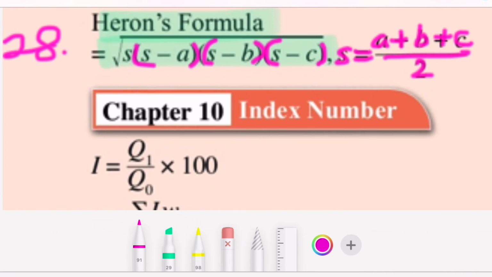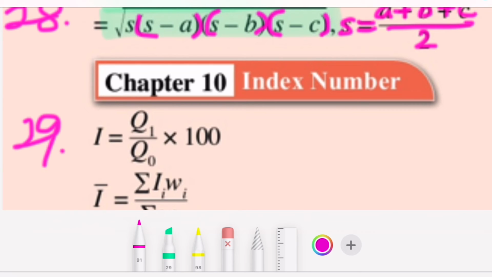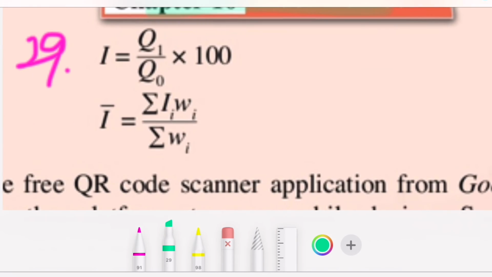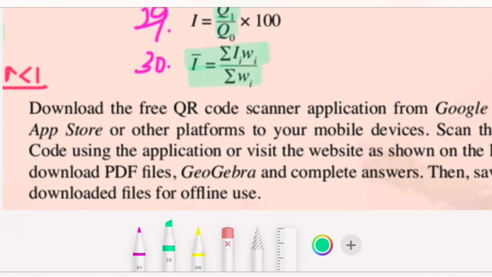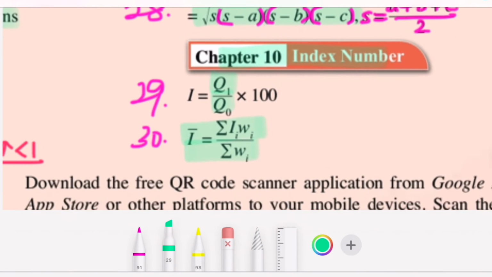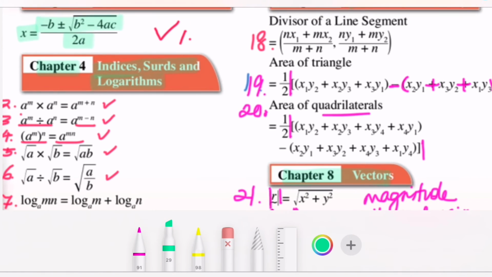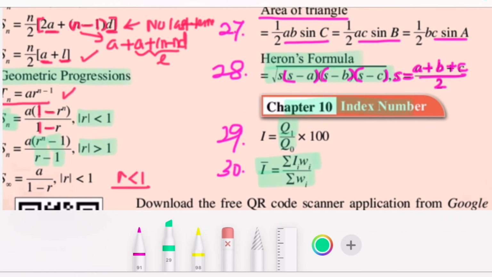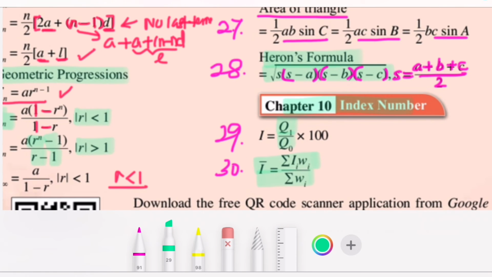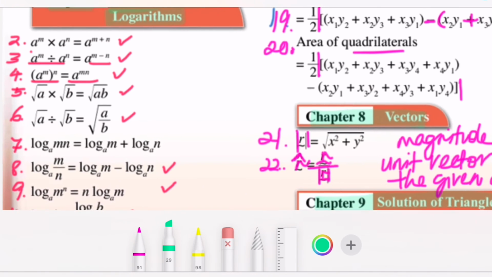You must know. Okay, 29 is the formula for the index number. The basic formula is the index number. You can use a quantity or you can use a price. And 30 is the composite index, the sum of the index number times the weightages over total weightages. And then we have about 30 formulas for Form 4, right? I'm going to share with you about Form 5. So altogether we have 30 formulas that are important for Form 4. So please go through the formulas before you go for the exam.